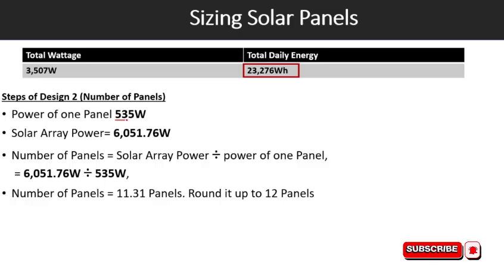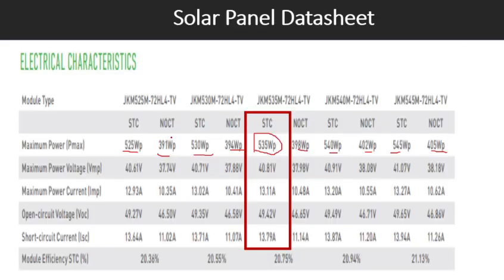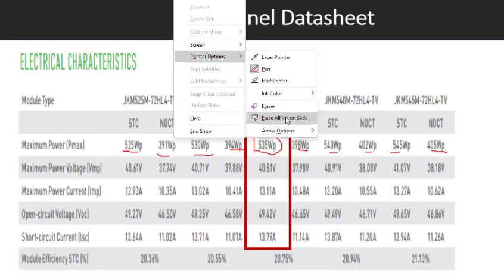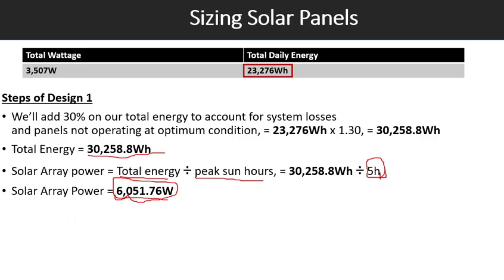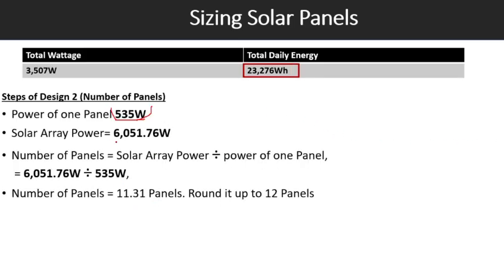For this example, we choose a 535 watt Jinko panel. So we're going to divide our total array power, which is 6,051.76, by the power of one panel, which is this panel here, 535 watts. So we are dividing this 6,000 by this one.